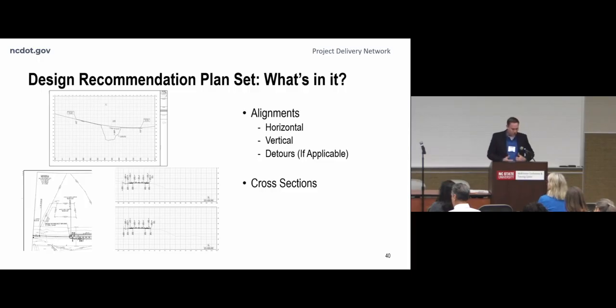If you open up the plan or the profile PDFs, you're going to see alignments. You'll see the horizontal alignment and its associated curve data on the plan PDF. You're going to see the vertical alignments with their associated curve data in the profile PDF. Now, if you're looking for detours, if your project has on-site detour alignments, they're typically going to be found in the TTD set as part of the 2B series of details. And then if you're looking for cross sections, you're going to find those in that cross section or XSC PDF.